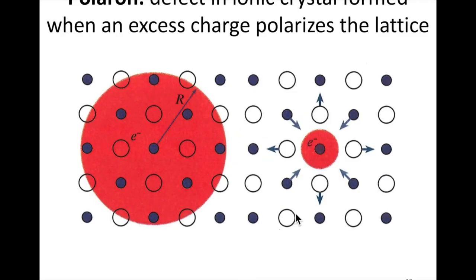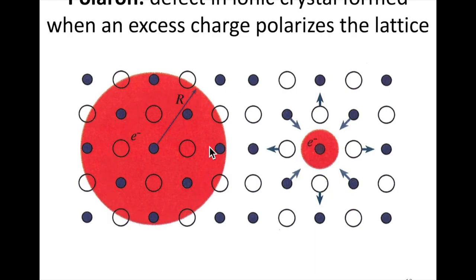All right, so let's continue to talk about mobility and how that affects conductivity. I want to talk about something called a polaron. As you can see here on the slide, this is a defect in an ionic crystal. We're talking about ceramics, so ionic crystals, that's formed when we have an excess charge and it polarizes the lattice. By polarize, I mean it distorts the lattice. That's what we mean by a polaron. So it has an effect on the lattice around it.